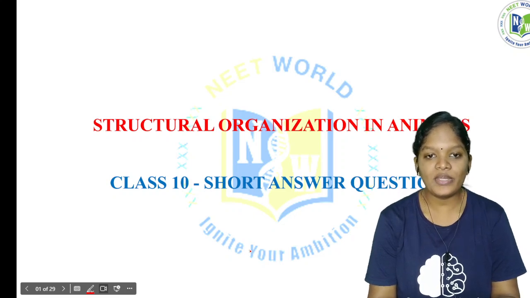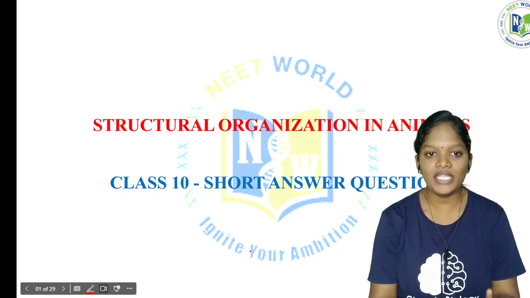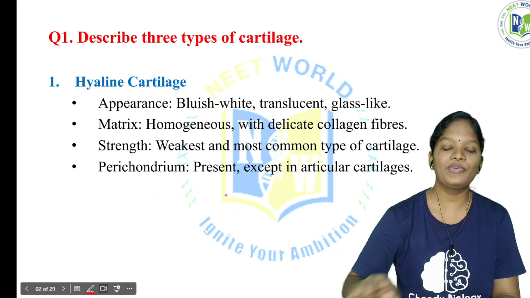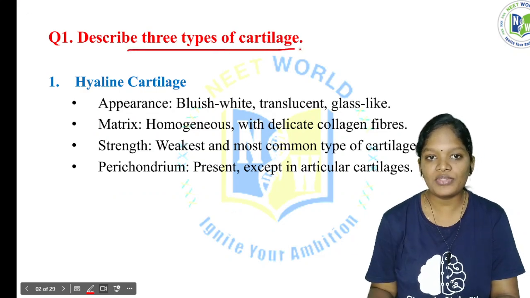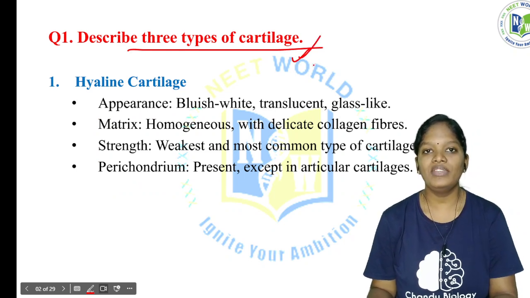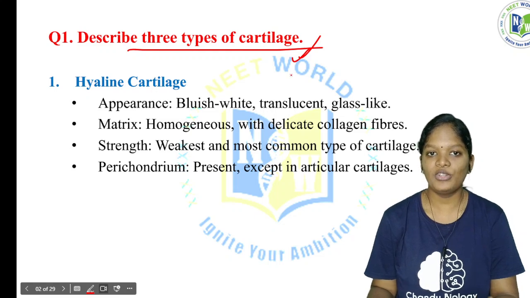So in today's class we are going to discuss the short answer questions in the structural organization in animals. Okay, first question will be: describe the three types of cartilage. Basically in our body we have three basic types of cartilage. We are going to see one by one.